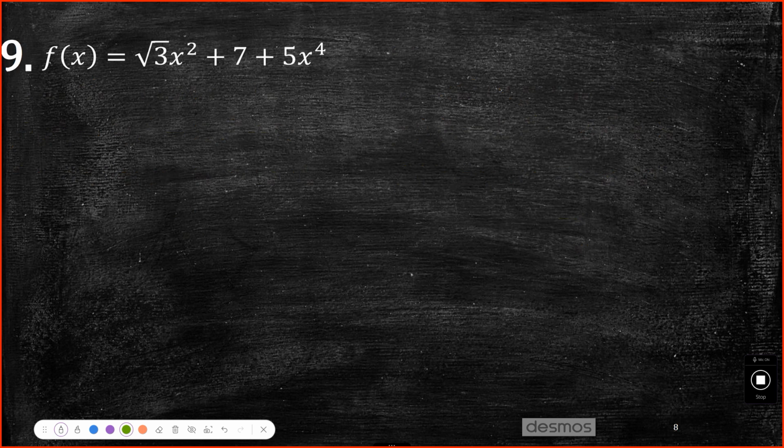Moving on, let's go number 9. We're almost done here. We got 9 and 10 and we're done. Let's go number 9, copy it down. Is this a polynomial, yes or no? Yes, it is a polynomial.